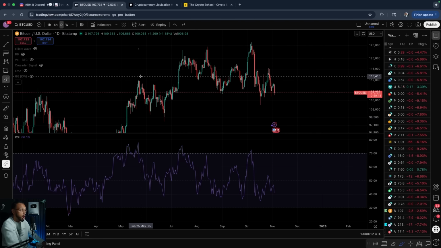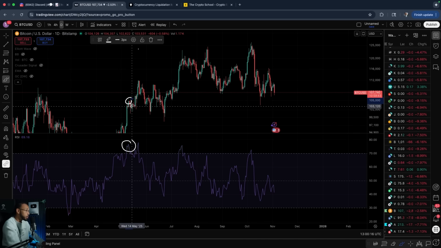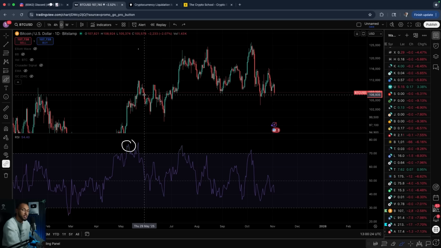Now remember, it's not always perfectly timed. For example, right here, Bitcoin's price did go above the 70 level, and then it still continued upwards. So again, you shouldn't just sell everything based on this indicator, but it could still be a decent time to take some profits off the table.